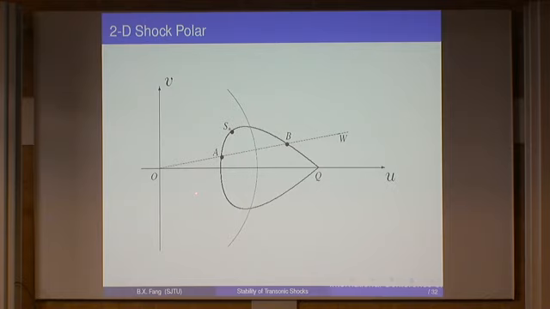In this case we call this the weaker transonic shock, and this is also the stronger transonic shock. And also if this solution is outside the sonic circle, it's supersonic. So it's a little complicated, but actually there are three cases. So this is for the two-dimensional case, the shock polar determined by the Rankine-Hugoniot conditions.